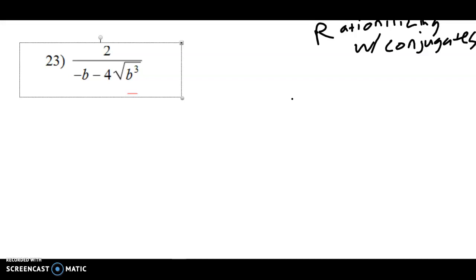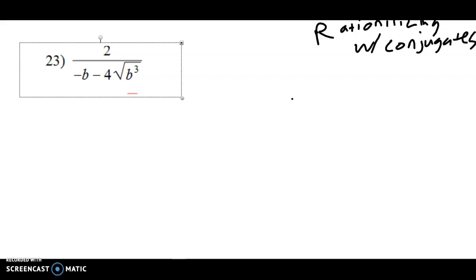We are going to be looking at rationalizing with a conjugate. In this particular problem, we have 2 over negative b minus 4 root b cubed. The first thing I'm going to want to look at is each of my terms, and is there anything that I can simplify to start with?